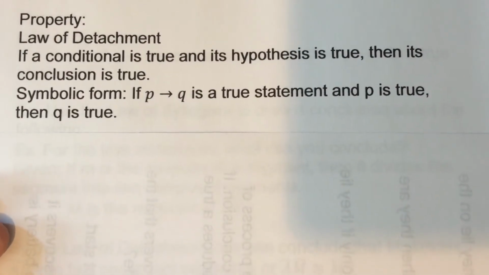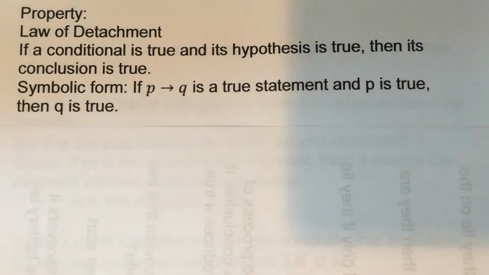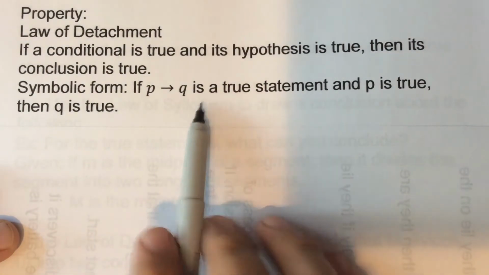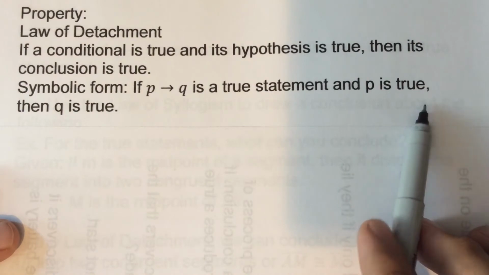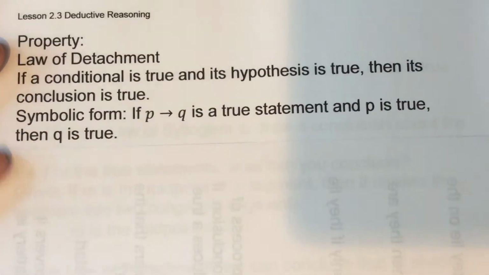So from there we get into a property called the law of detachment. So that's what I was talking about, is if the hypothesis is true, then the conclusion will be true. So for any if P then Q statement, if we know the hypothesis is true, then we know that the conclusion is true. Well, let's do an example of that.